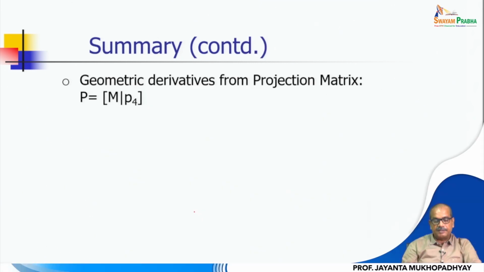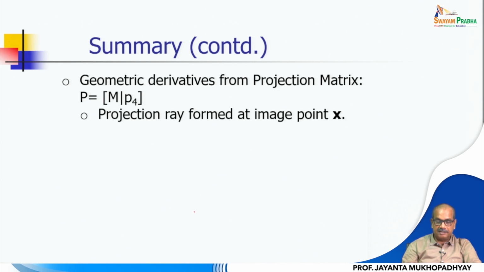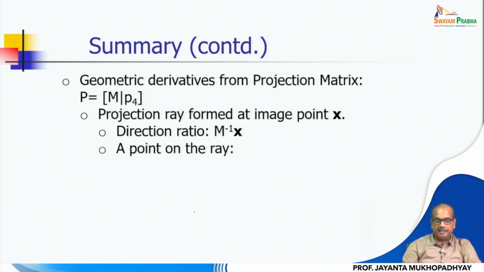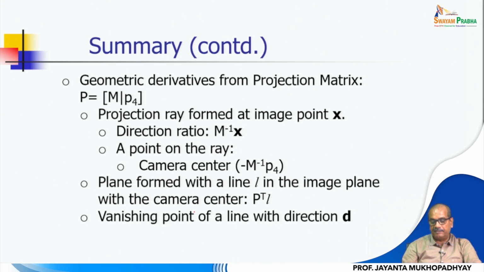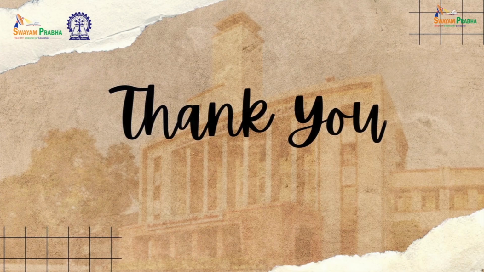Some of the geometric derivations from the projection matrix: the projection ray formed at image point x has direction ratio M inverse x, and a point on the ray is the camera center, which is given by minus M inverse P4. The plane formed by a line L in the image plane with the camera center is P transpose L, that we have seen. And the vanishing point of a line with direction D is given as M into D.